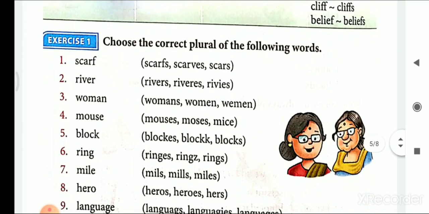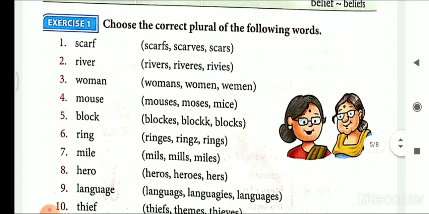Exercise number 1, that is, choose the correct plural from the following words. We will be discussing the first 3 and the rest of the 7 will be part of your homework, and the answers of this will also be shared with you in the PDF format. The first one is scarf. So here, according to the rule, the word is ending with F. So the answer will be, F will be changed to VES. SCARVES, that is the correct plural.